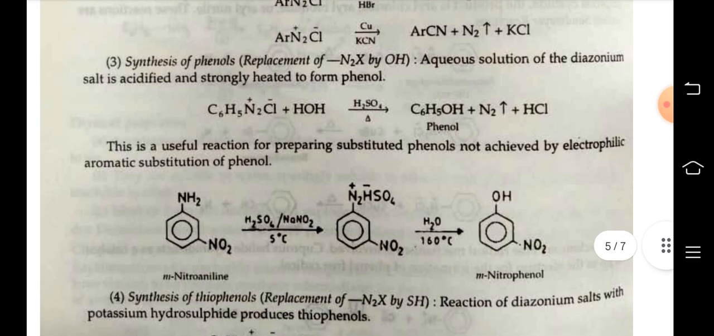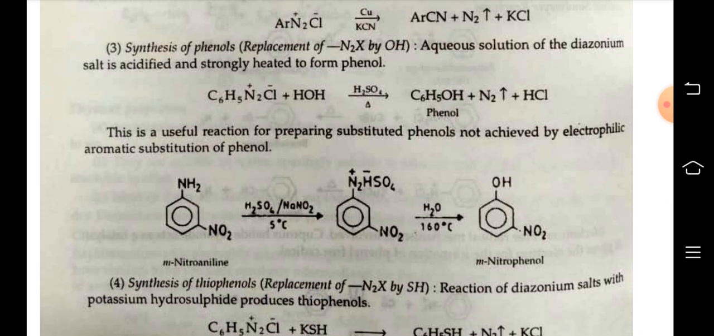Third is synthesis of phenol, replacement of N2X by OH. An aqueous solution of the diazonium salt is acidified and strongly heated to form phenol. C6H5N2+ Cl- plus HOH in the presence of H2SO4 and heat gives C6H5OH plus N2 gas evolved plus HCl. This is a useful reaction for preparing substituted phenols not achieved by electrophilic aromatic substitution of phenol.